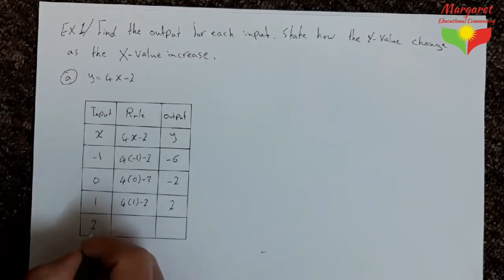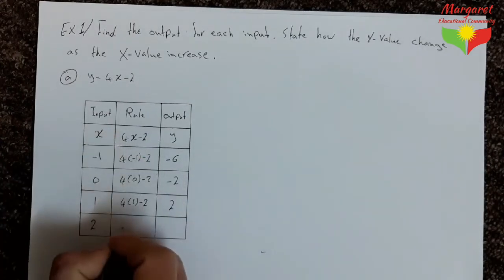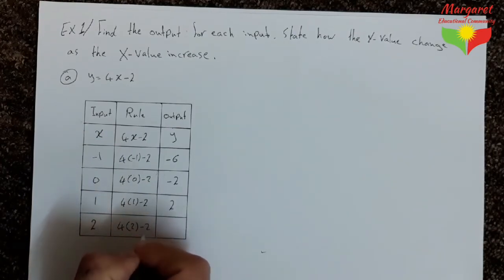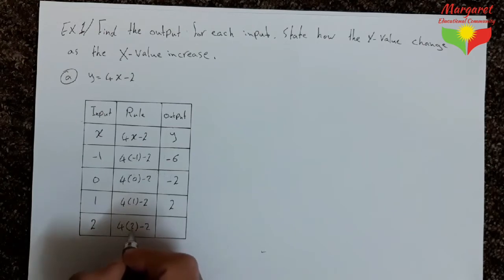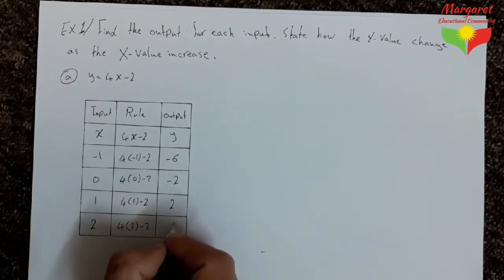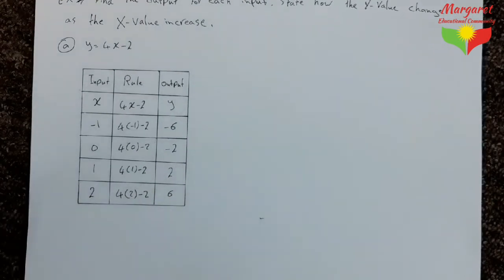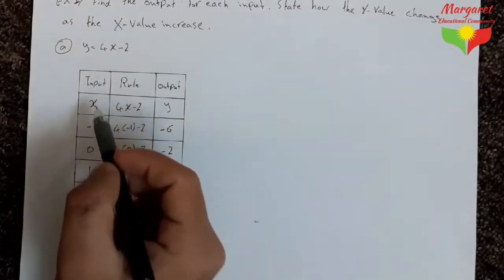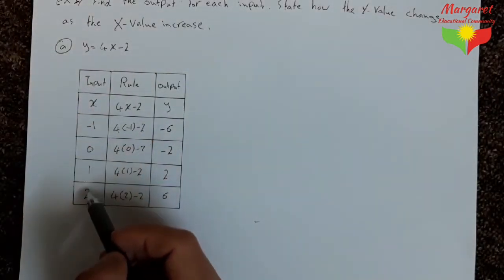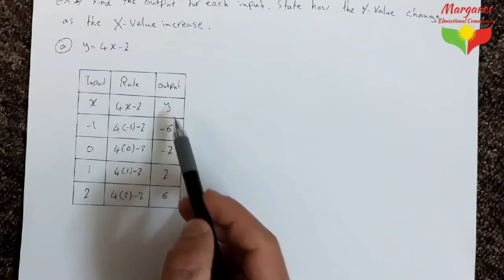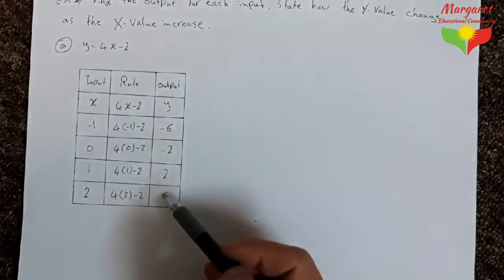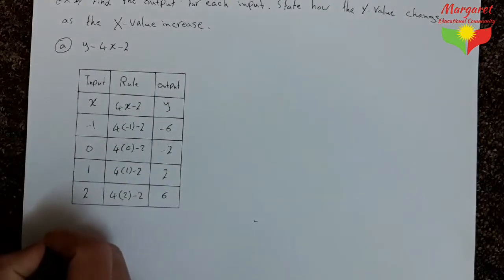And substitute 2 for x. So we have 4 times 2 minus 2. 4 times 2 equal to 8. Minus 2 equal to 6. Now, if we see the table, when the value of x increases from minus 1 to 2, the value of y increases from minus 6 to 6.